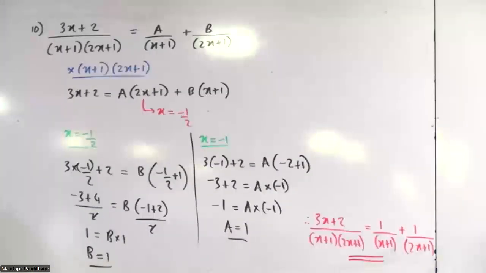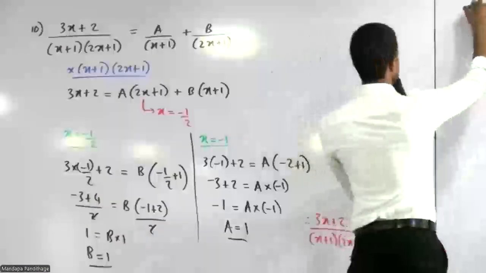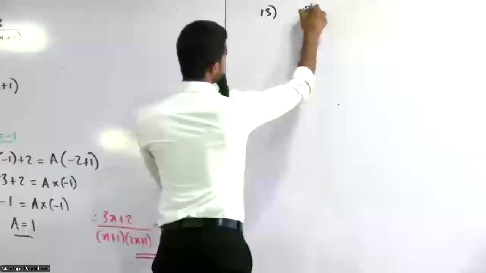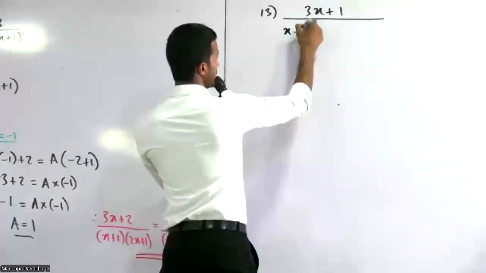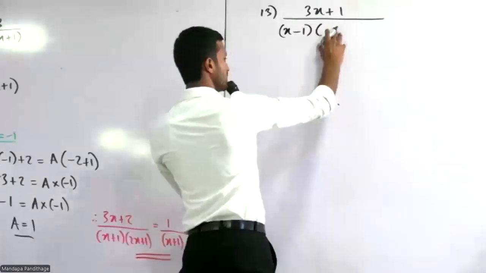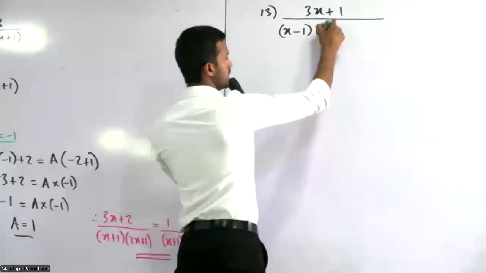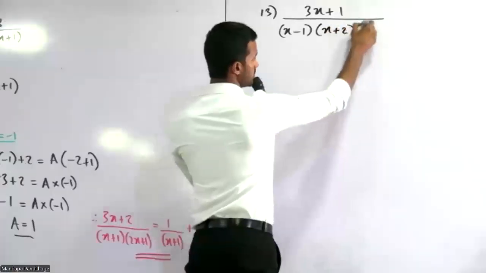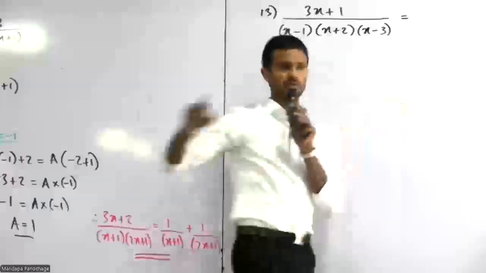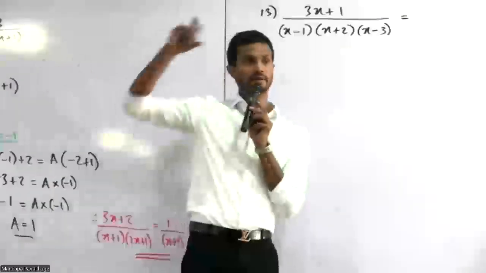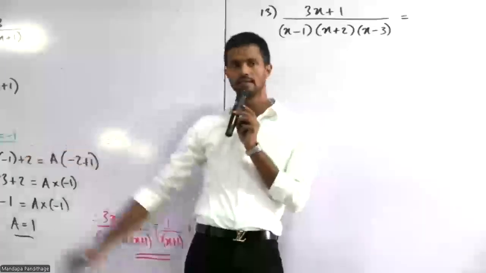Okay, now look at question number 13. Silence, okay. So it's 3x plus 1 divided by (x minus 1)(x plus 2)(x minus 3). So when you hear my voice, just be silent. Same thing, because when we were doing these kinds of partial fractions, I didn't separately give a topic for when we have only 2 factors in the denominator.